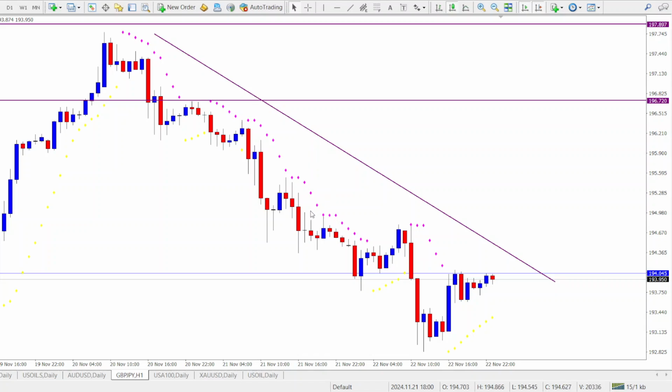So basically in the trending market, when you find a sell trend, when you find the purple dots appear above the candlesticks, it's a sign to enter a sell.